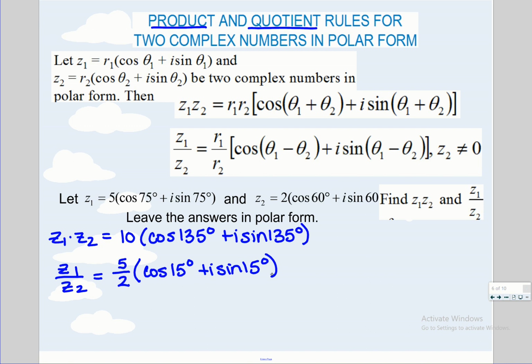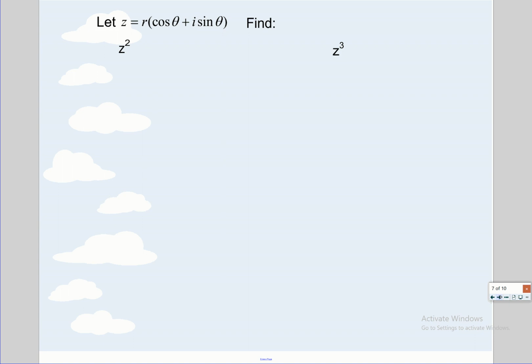Questions, multiplying or dividing complex numbers in polar form? Okay. All right. So let's use that property then of multiplying. Let's say I've got this complex number z. It has its r value r and its argument theta, whatever those are. I want to find z squared. I want to square a complex number. So I'm going to think of that as z times z. Okay? Which means I can use my multiplication property that we just did.